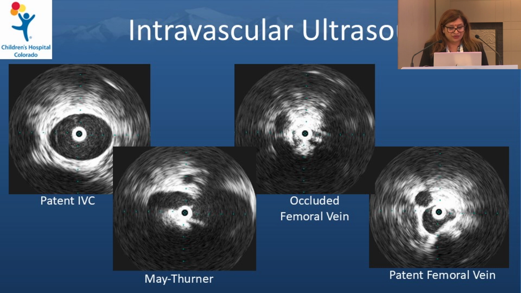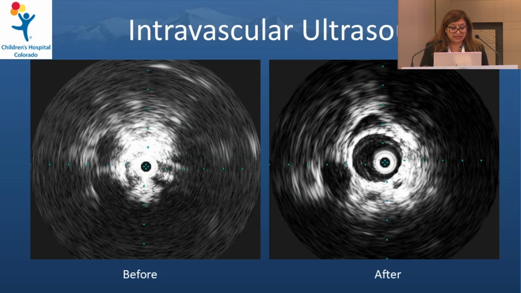Now, intravascular ultrasound is another tool that we use, and this is just a case of a patient with, here is the patent IVC. As we bring our intravascular ultrasound down, we see the May-Thurner lesion with that right common iliac artery crossing, then we see the occluded femoral vein, and then a patent femoral vein below. But most dramatically, you can see what it looks like before when you have an occlusion, you don't see any vessel around the catheter, and then you see after you've actually reestablished patency, it looks much better.